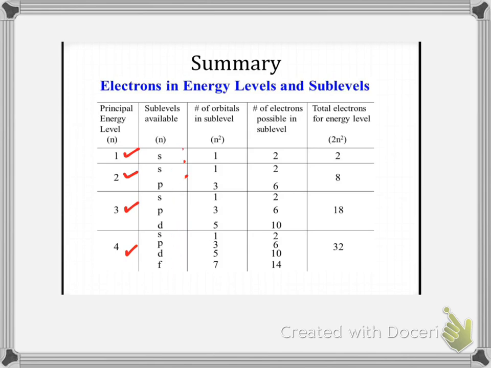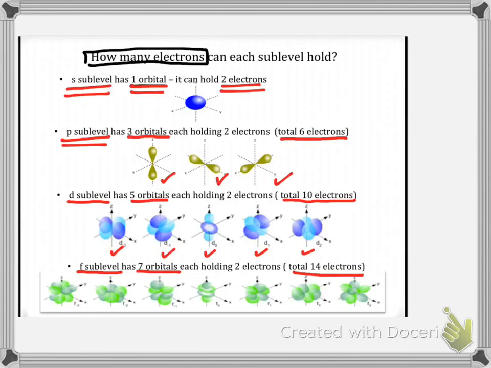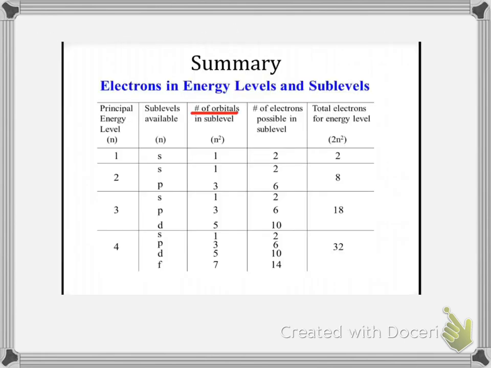All right, now let's take a look at the next column here. Number of orbitals. In the first energy level, we have only S. How many orbitals does the S have? Just 1. So here it says 1 orbital. And this one can hold 2 electrons. The second energy level has S and P. What's the number of orbitals? The S has 1 orbital and the P has 3 orbitals. So the total number of orbitals is 4. This is in the second energy level.